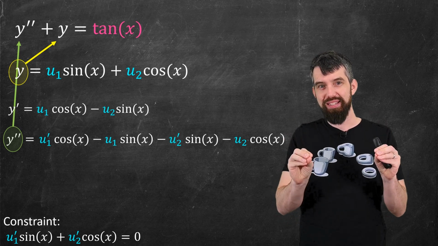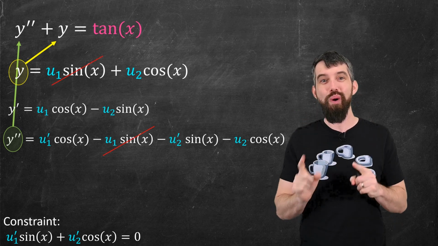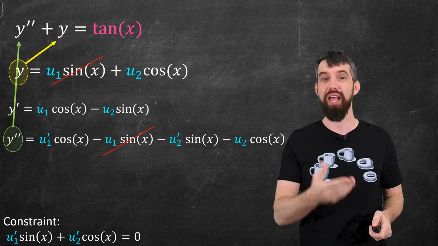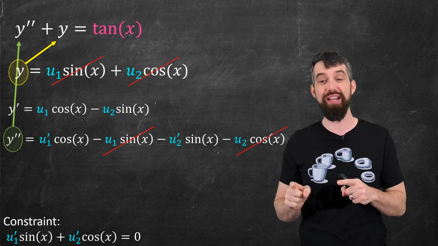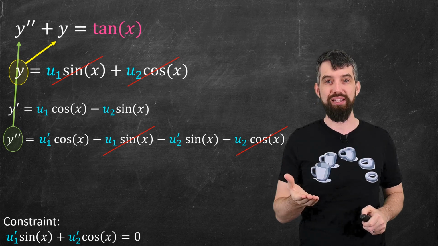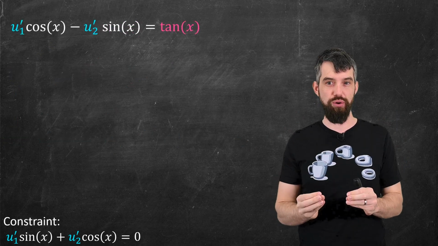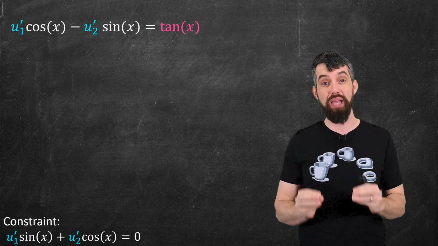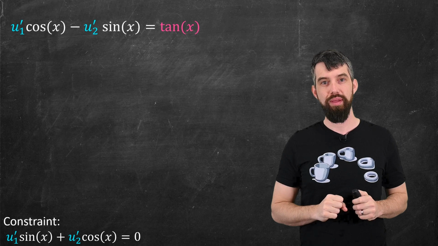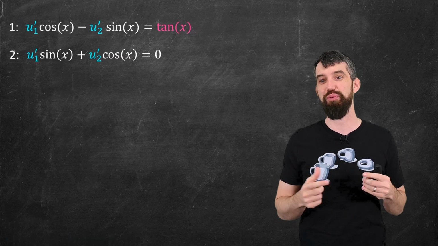But because I'm adding these, I notice there's a lot of similar terms. Like I have a positive u1 sine of x in y, and then I have the negative of that term in y double prime. Likewise, positive u2 cosine of x, but negative of that term in y double prime. So there's a lot of cancellations, only two terms that remain on the left-hand side, and so I just have u1 prime times cosine minus u2 prime times sine, all of this equal to tangent. This is one condition. The other condition is that one that I sort of arbitrarily impose, that they have to add up to equal to 0.